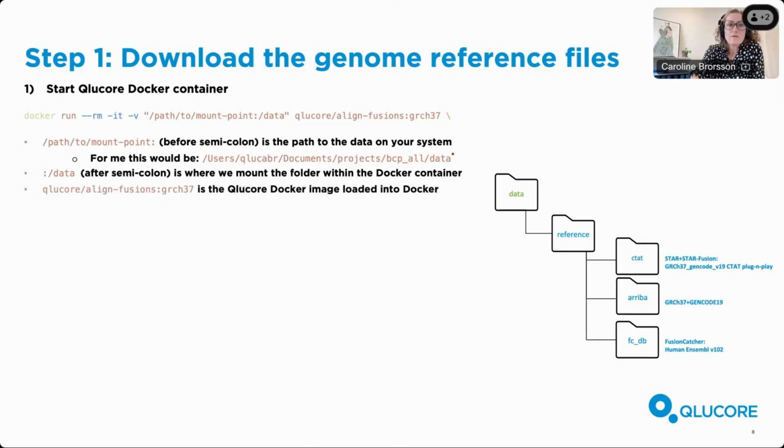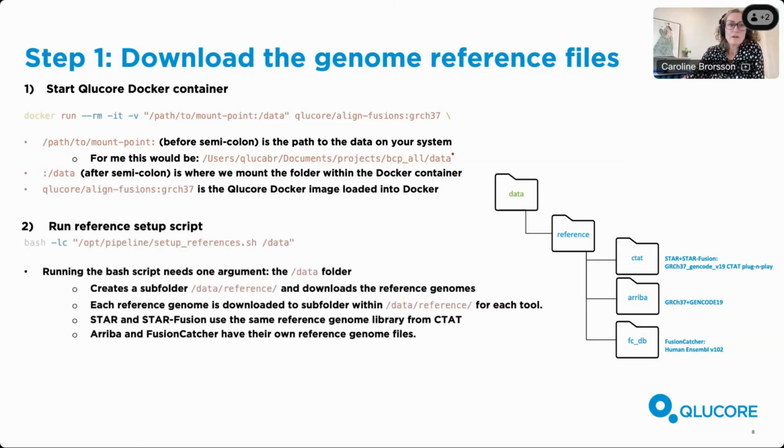And this Qlucore Align Fusion's GRC837 is the Qlucore Docker image that we've loaded into Docker. And after that, we run the setup script using bash. And it only needs one argument, which is the data folder. And when it's run, it creates the subfolder under data called reference. And there it downloads the reference genomes and populates these three subdirectories. One for each tool, where Star and Star Fusion uses the same from CTAT, and Ariba and Fusion Catcher have their own.